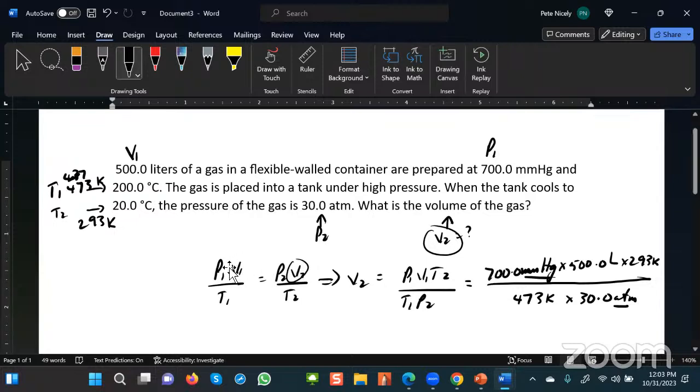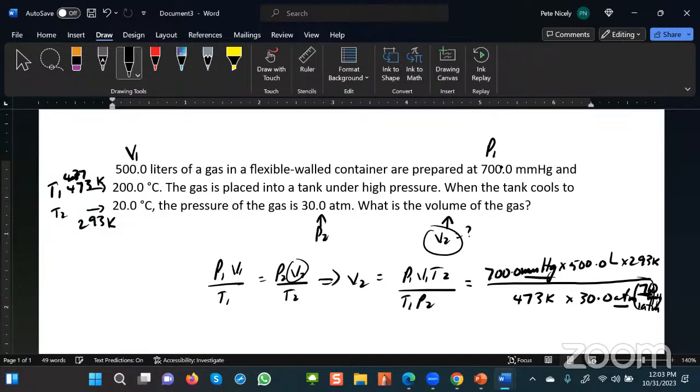Remember we said that whatever the units of P1 is, the units of P2 would have to be the same, right? So if they have different units, then what do we need to do? Convert either the value in millimeters mercury to atmospheres or vice versa. It doesn't matter which one you do. I'm just going to choose to convert the atmospheres to millimeters mercury. And if you look up in the tables in Canvas, you'll see that 1 atmosphere is equal to 760 millimeters mercury.